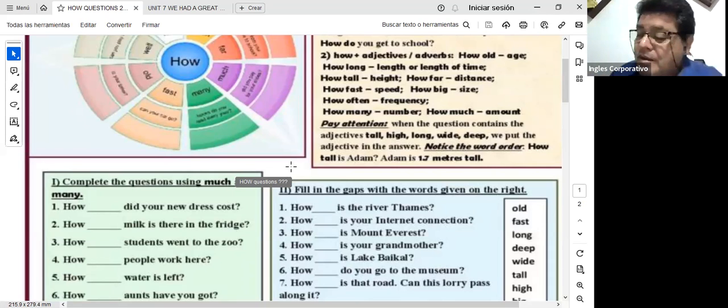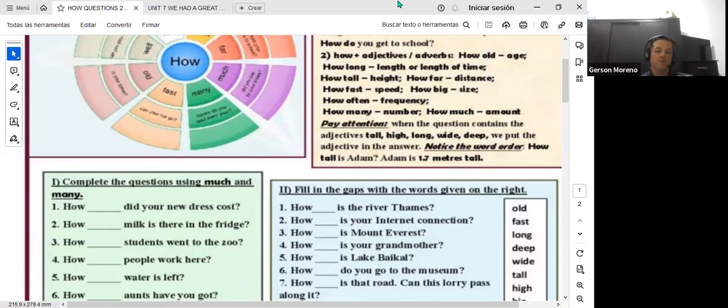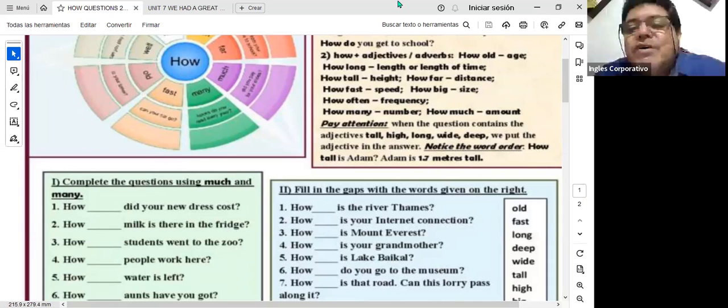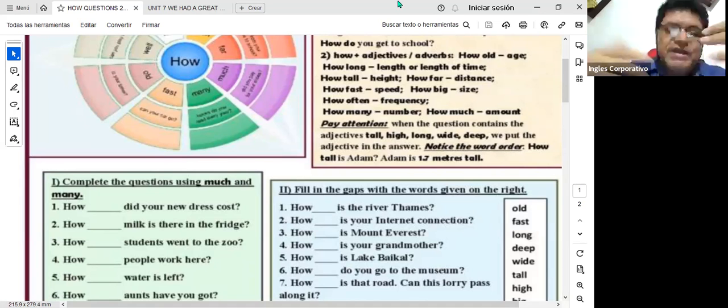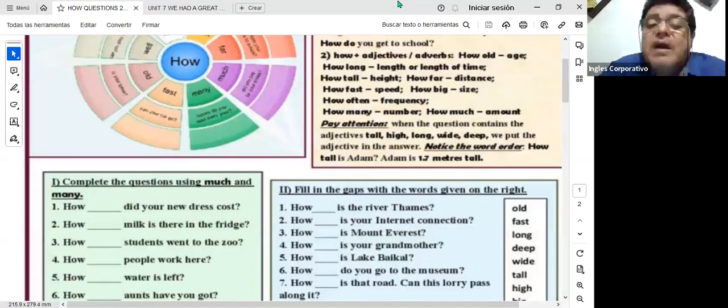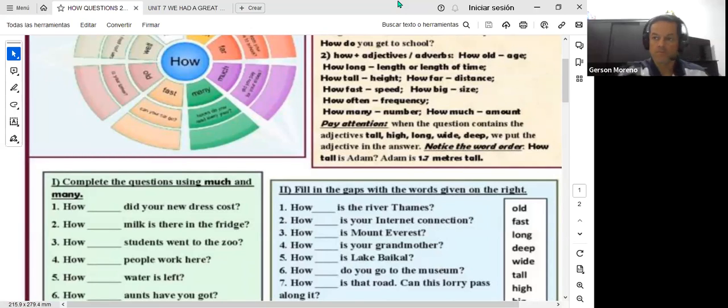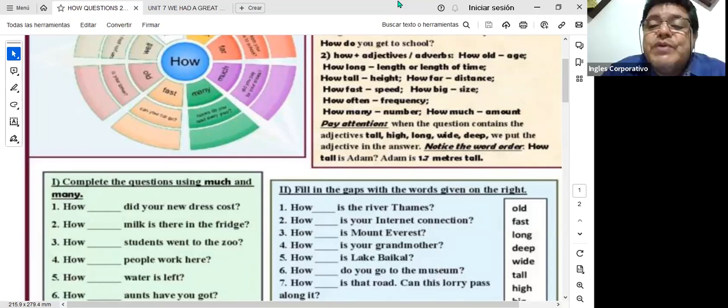Okay, much. Remember, you use much with liquids also. For example, if I ask you, how much coffee do you drink today? Remember one thing. In general, you use the expression how much. How much water do you drink a day? How much coffee do you drink a day? How much milk do you drink?